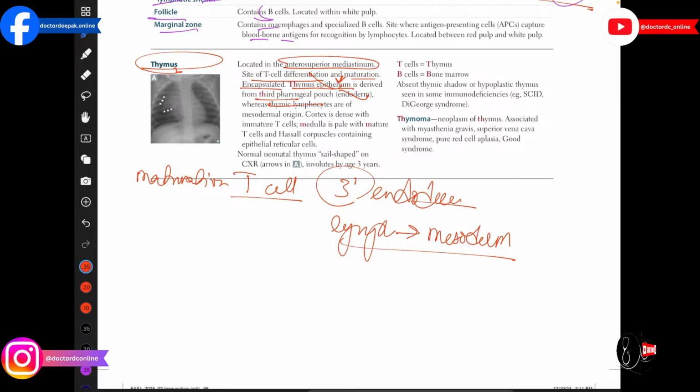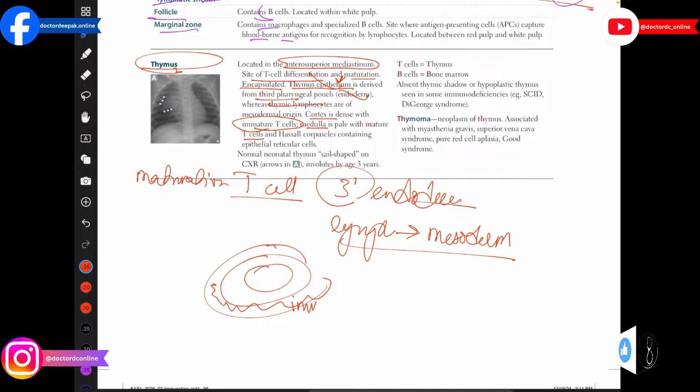It also has parts: the cortex and the medulla. The cortex contains immature T cells, and the medulla contains mature T cells, giving a pale look, and the Hassall corpuscles containing epithelial reticular cells. The normal neonatal thymus gives a sail shape on the chest.